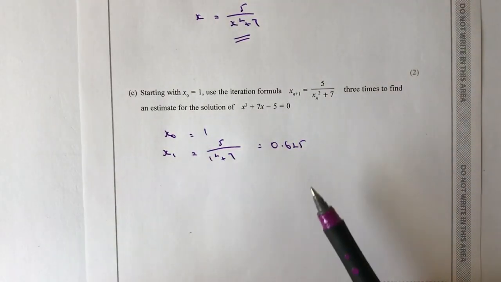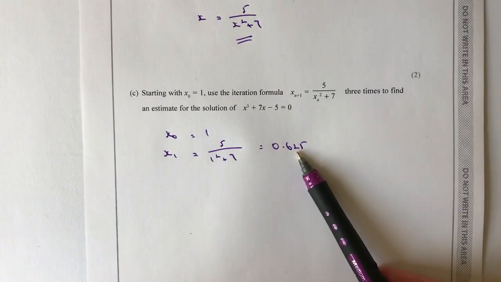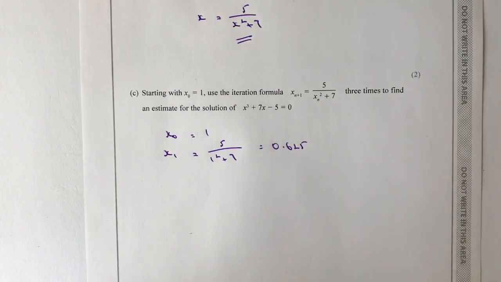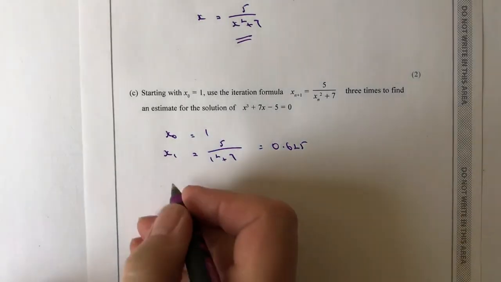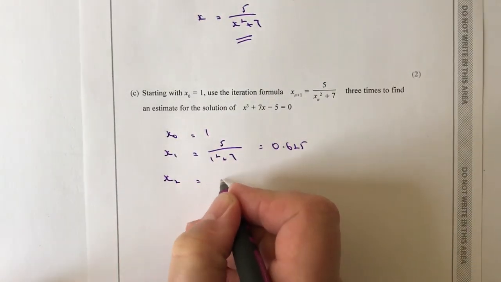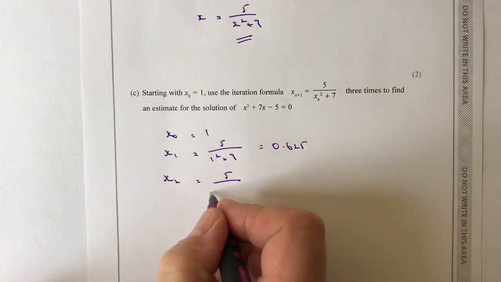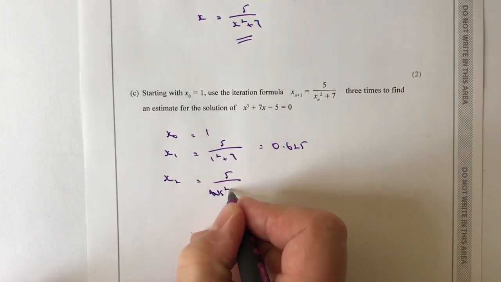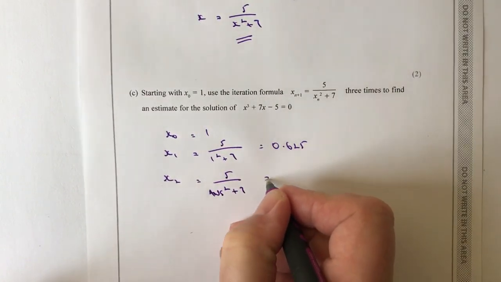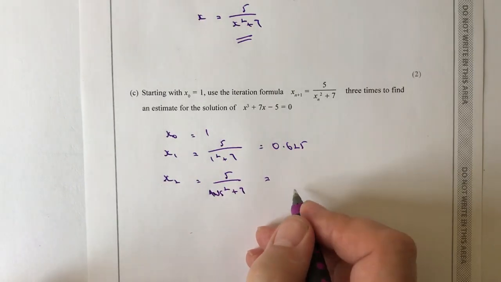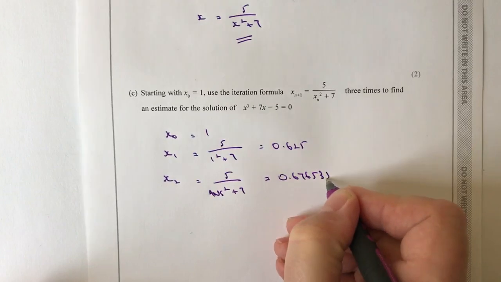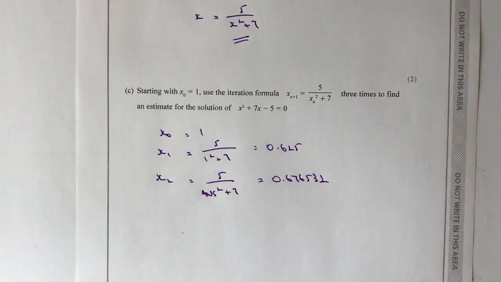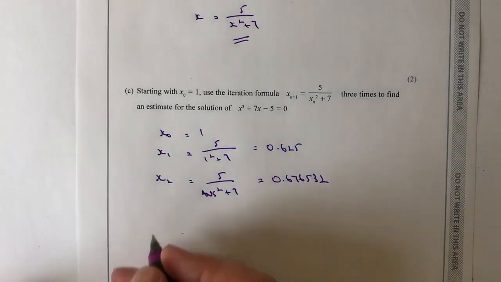So then we're taking this value of 0.625 and plugging it into here. So progressively, we are refining our answer. So x subscript 2 is 5, and I usually use the answer key in the calculator, plus 7, and that's going to give us 0.676532. And it is important that you write down all the numbers with these sorts of calculations.